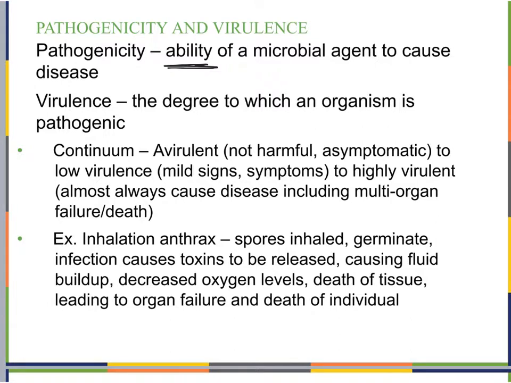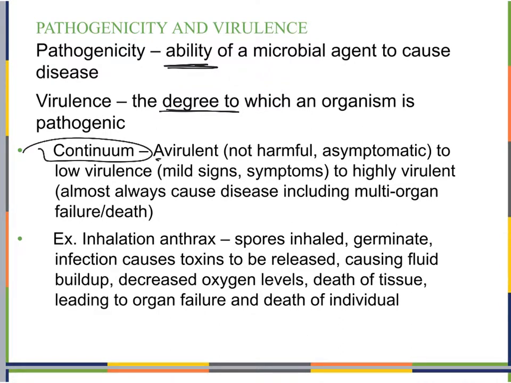And then we also have virulence. Virulence is the degree to which an organism is pathogenic. So if we have an organism, we can say that's a pathogenic organism, and then we have different levels of virulence. That's the degree that makes it pathogenic. And this is along a continuum.